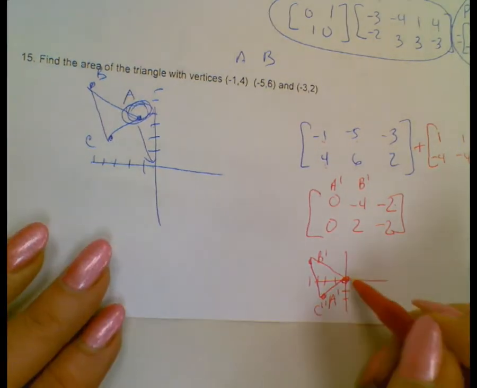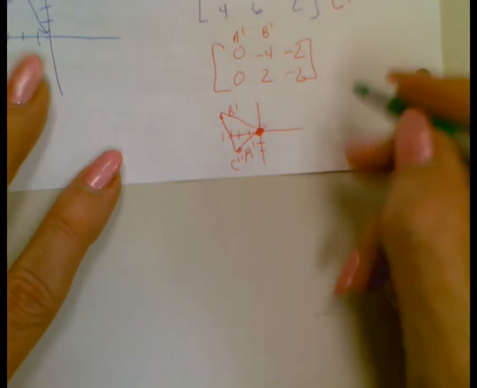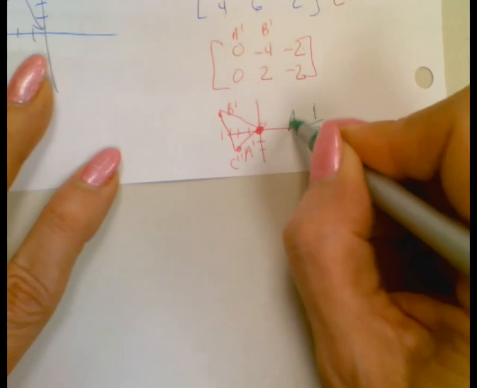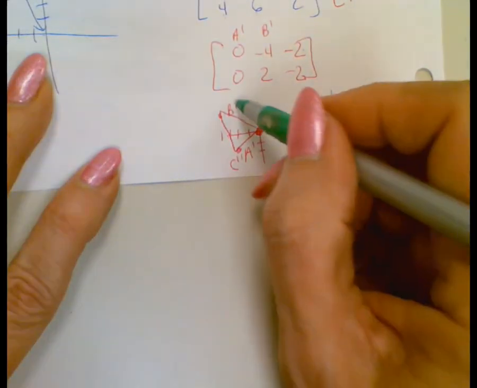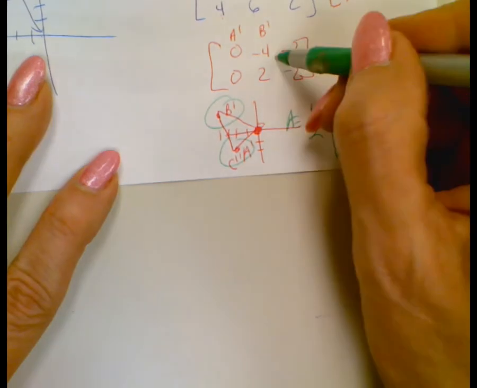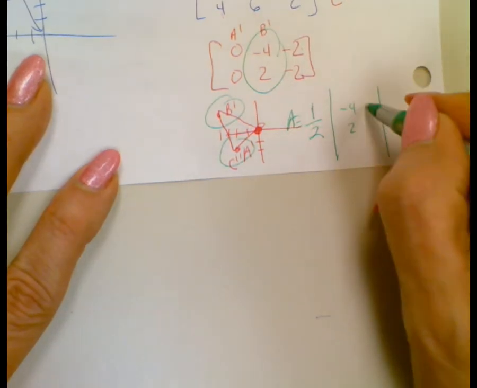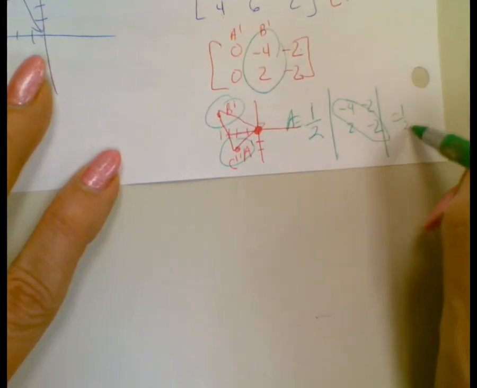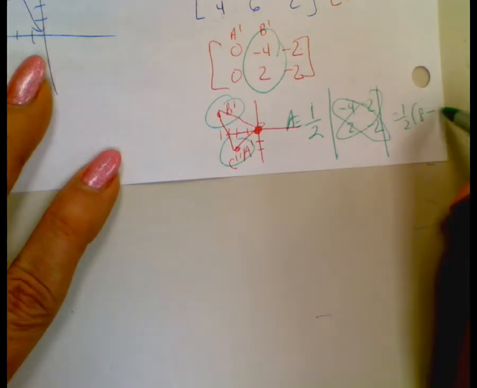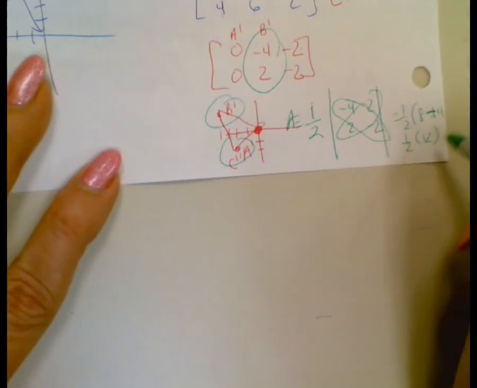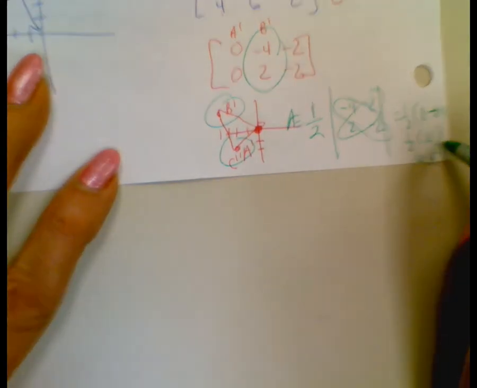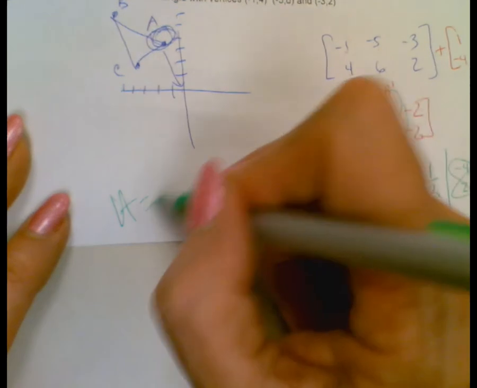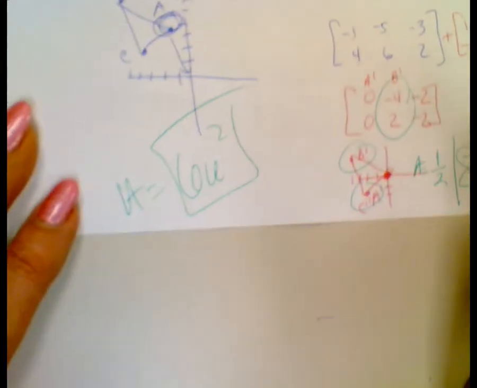So to find the area of this triangle, we're going to go 1/2 of the determinant of the 2 ordered pairs that aren't 0, 0. So that would be negative 4, 2 and negative 2, negative 2. So if you cross multiply, you get 1/2 times 8 minus negative 4, which ends up being 8 plus 4, or 12. So it looks like 6 units squared is the area. 6 units squared. That's your answer.